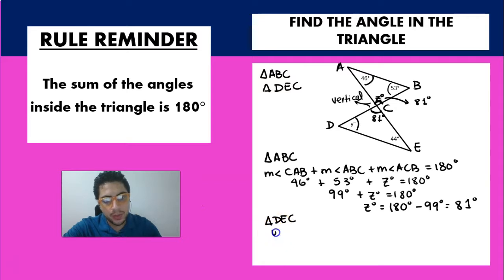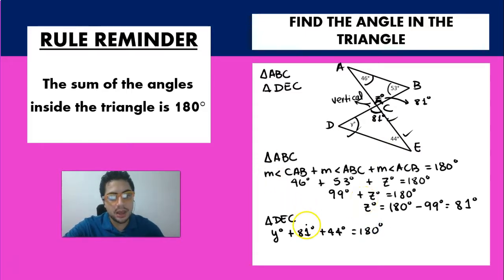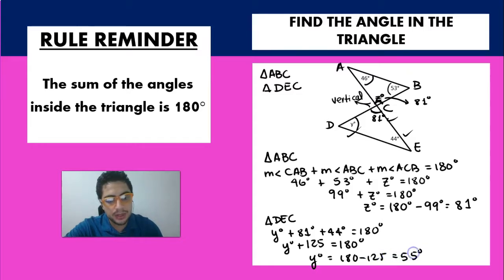So we know that y degrees plus 81 degrees plus 44, which are the three angles that we have, is going to give us a total of 180 degrees, right? And we know that 81 plus 44 is going to give us 125, right? So y plus 125 is equal to 180 degrees. After that, we know that 125 is being added, so we can pass it subtracting to the other side, which will give us that the answer is 180 minus 125, which is a total of 55 degrees, right?